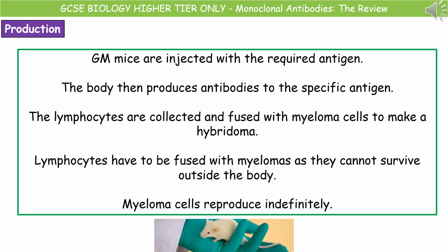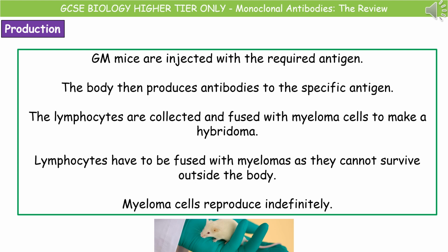So when we look at how we make them, what we start off with is a genetically modified mouse, and we inject it with the required antigen. What then happens is the mouse is going to produce antibodies to that specific antigen, and we then collect the lymphocytes, which are the white blood cells making those antibodies. Those lymphocytes then get fused with the myeloma cells to make that hybridoma.